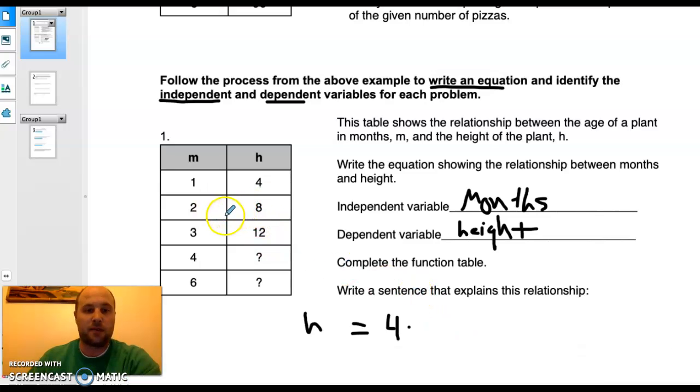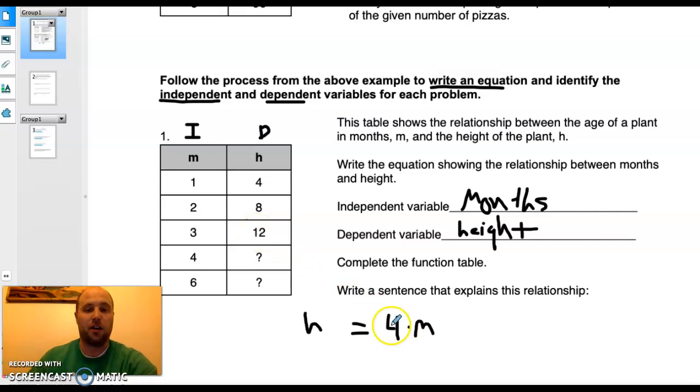And what are we going to times 4 by? Everything we times 4 by is going to be our months. So our independent times 4 will give us our dependent. Let's see if it's true. We're going to plug in our independent. Remember, this is our independent, this is our dependent. So M goes in here. 1 times 4 is 4. It's true. 2 times 4 is 8. That's true. 3 times 4 is 12. That's true. Okay, and now it wants us to complete the function table.